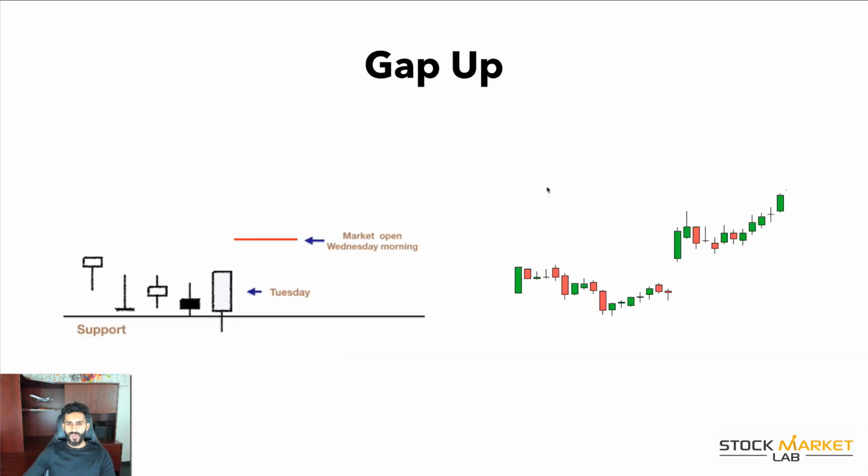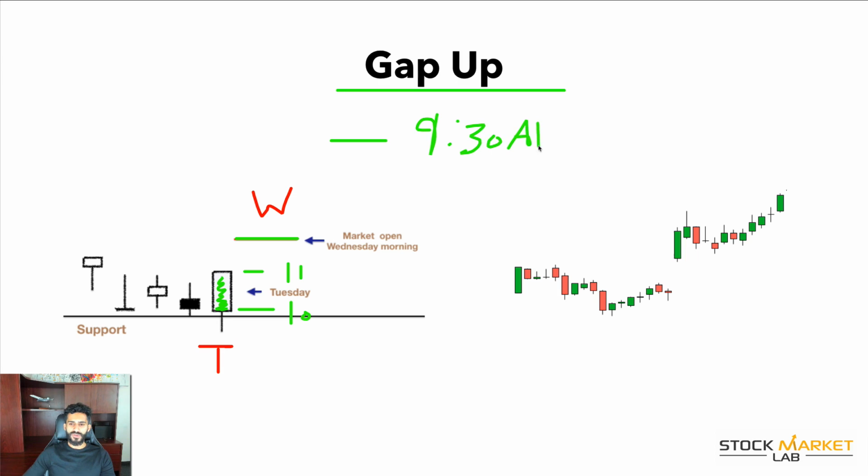So for example, what is a gap up? Let's say this is Tuesday, and the next day is Wednesday. Tuesday, the stock closed as a green candle. So if it's green, it opened at 10 and closed at 11, that's why it's green. The next day, for it to gap up, the stock would have to open above 11. Open meaning the first transaction at 9:30 a.m. Eastern Standard Time, when the market opens.